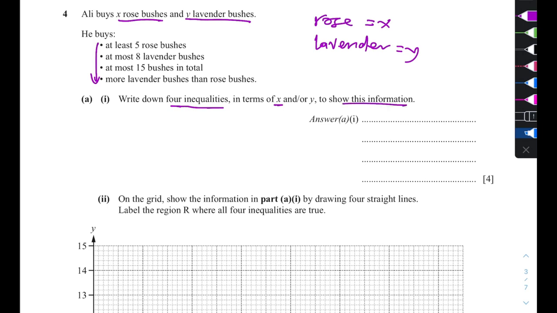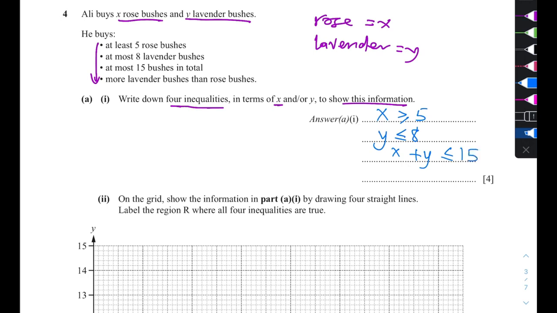Okay, so we start with the first one. What happens? He buys at least 5 rose bushes. That means that X is greater or equal to 5, right? Then the next thing that they are telling us is that at most 8 lavender bushes. That means Y is less or equal to 8. Then followed by at most 15 bushes in total. So that means that both the lavender and then the rose, so X plus Y, is at most, so that's less or equal to 15.